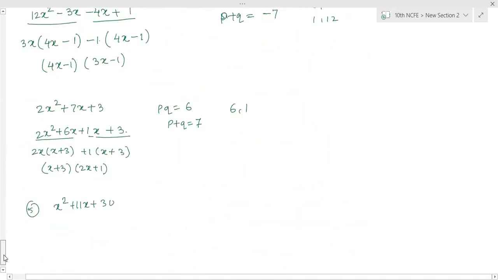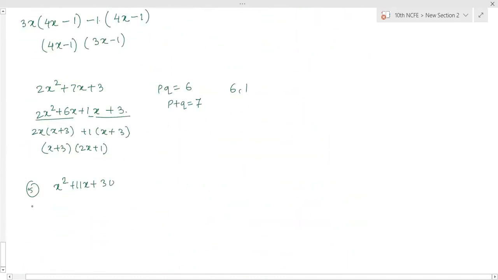So whoever completed, tell me the answer. Ma'am, for the third one, I got the factors as 2x plus 3 and 3x minus 2. Okay, right. Everyone got the answer? Yes, ma'am. 2x plus 3 and 3x minus 2. Who didn't get?